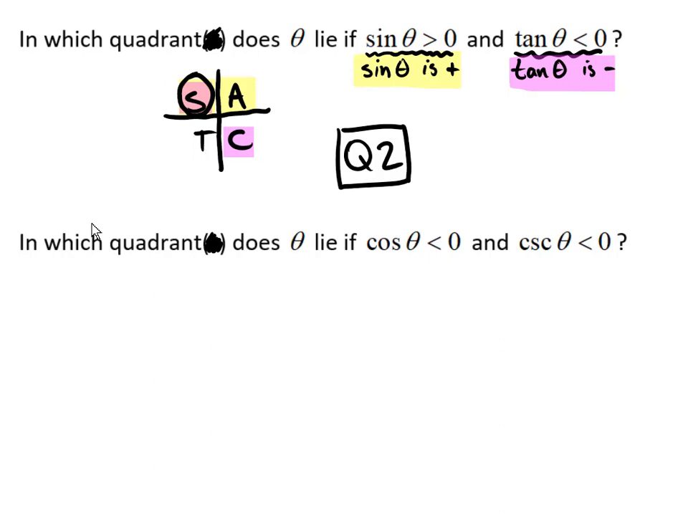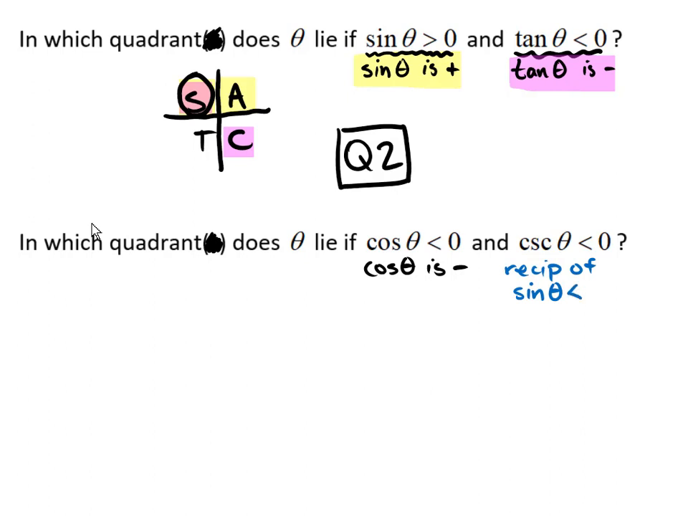Okay, likewise, let's try one more really quick. In which quadrant or quadrants does theta lie if cosine is less than 0? So cosine of my angle is negative. And then they threw in a curveball here about cosecant. Well, cosecant is the reciprocal of sine of theta. Now remember, reciprocal just means to flip upside down. It's not going to change my sign from positive to negative or negative to positive. It's just literally the fraction upside down.